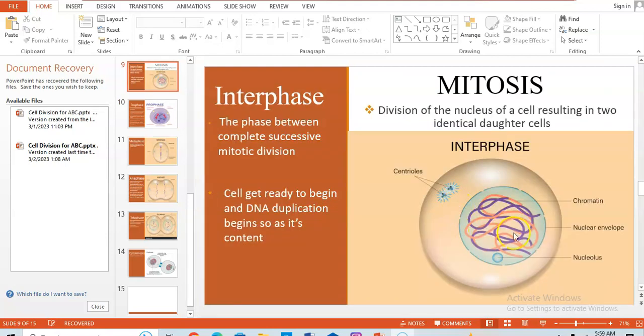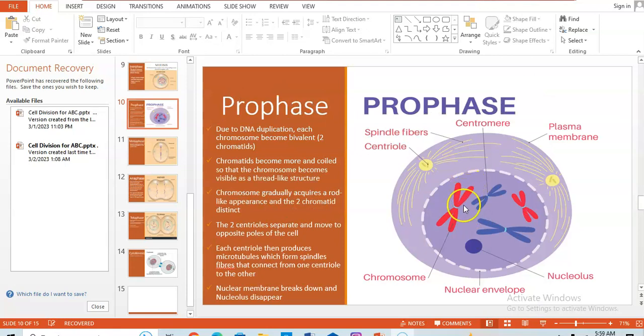And because of the DNA duplication at interphase, what happens? The chromosomes split into two chromatids held together by the centromere. And then at late prophase, what happens? The nuclear membrane breaks down and the nucleus disappears. That's what occurs at prophase.